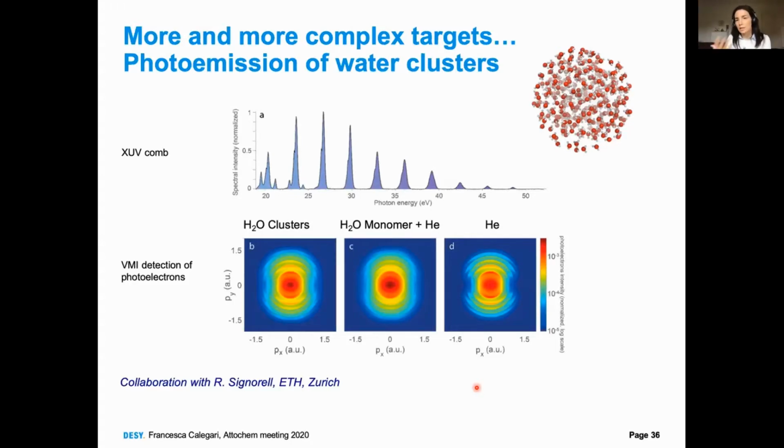So we started with the investigation of the simple cluster of water molecules, and this was done in collaboration with the group of Ruth Signorell at ETH. Again, we measured the photoelectron angular momentum distribution, with the same apparatus as I was showing before. This is XUV-only ionization with long pulses for the moment.